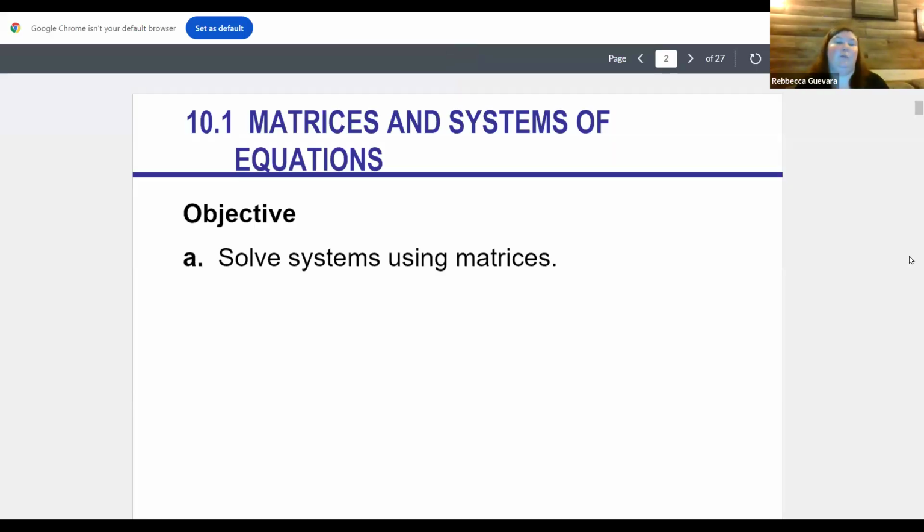All right, so we are going to start with matrices. We're going to give you some background on what a matrix is, and then a few examples of how to use it to solve a system of equations.